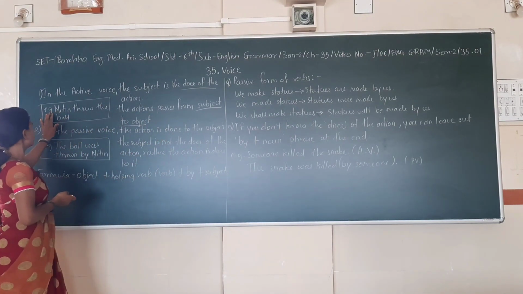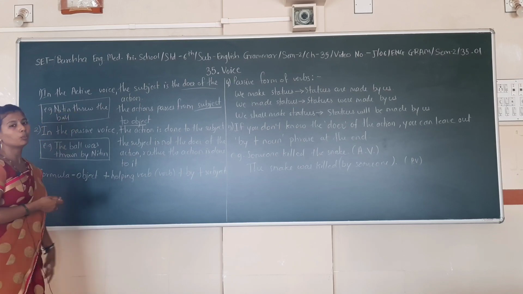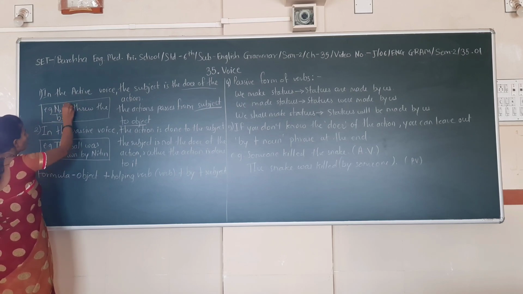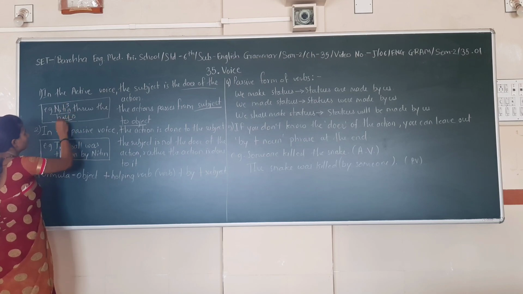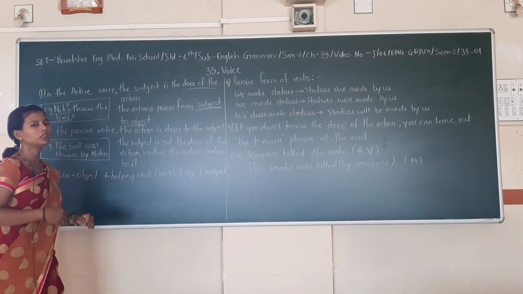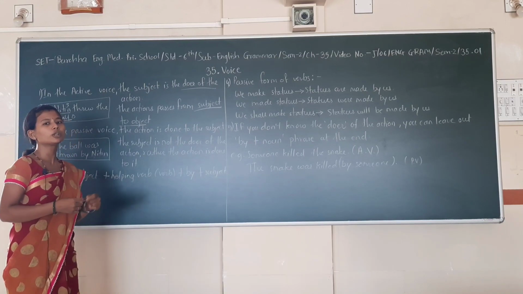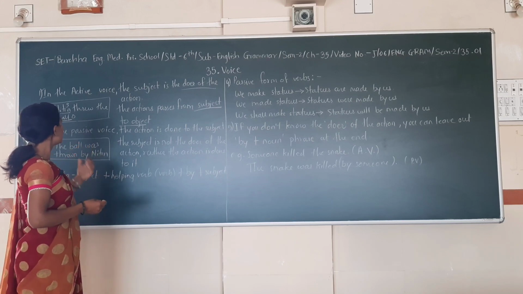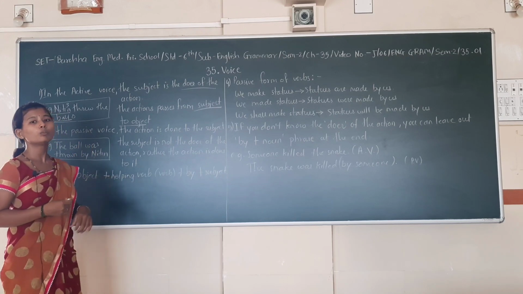See the example, Nitin threw the ball. In this sentence, Nitin is the subject, the action starts from Nitin, and the ball is the object. The total focus is on Nitin, who is the doer of the action. What did Nitin do? He threw the ball.